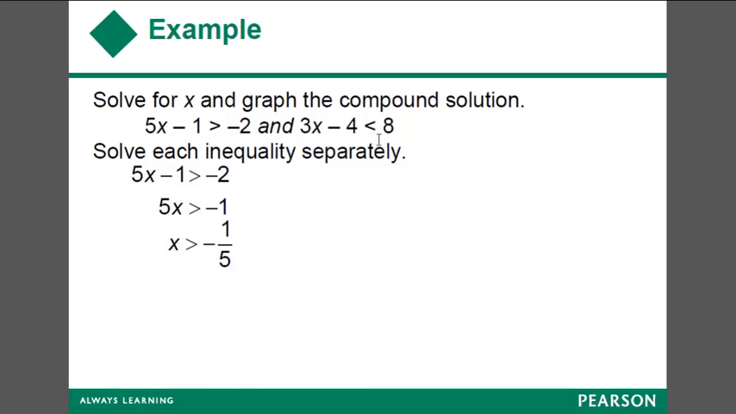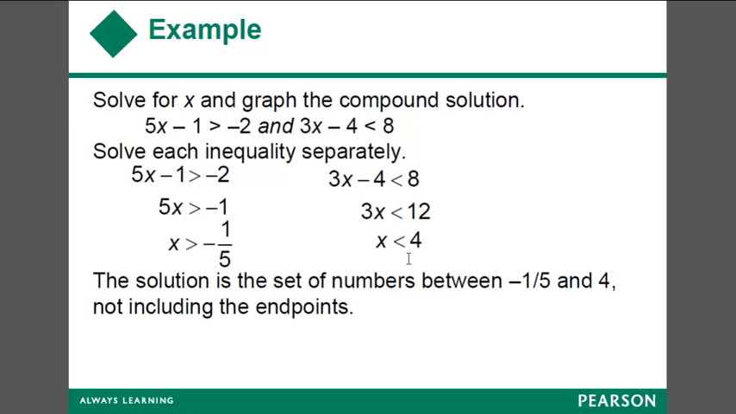For 3x minus 4 less than 8, I'll add 4 to both sides, and I'll get 3x is less than 12, and I'll divide by 3, and I get x is less than 4. So the solution has to be x is greater than negative 1/5 and x is less than 4. So it's between negative 1/5 and 4. But remember, it's not including the endpoints because it does not have the equal to. So whenever I graph it, they both have open circles.